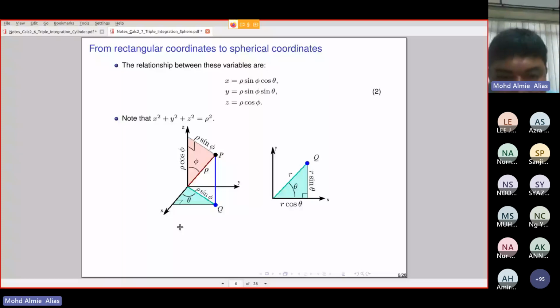From this, we can get z. We start from here. Not r cos theta, but rho cos phi, because this is rho and this is phi, which means that z is rho cos phi. So we have the third equation. Now we are left with x and y. We know that x is r cos theta, and y is r sin theta.